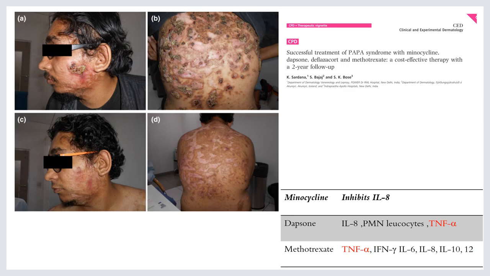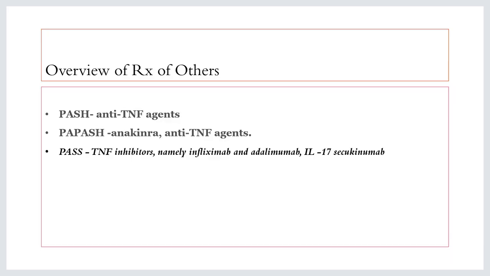And lastly, of course, an overview of treatment of the other conditions. Usually anti-TNF alpha and IL-1 are what is given, but the data on the other disorders is not much. So with that, I close my lecture on syndromes in acne, and the whole purpose of this lecture was for you to diagnose conditions that are probably misdiagnosed by other clinicians.